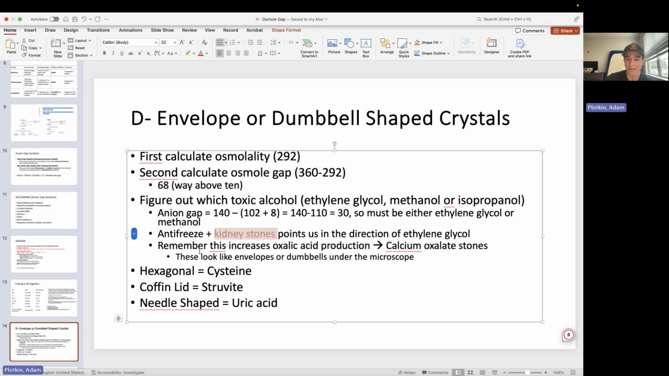And then remember that ethylene glycol gets broken down into oxalic acid, that makes calcium oxalate stones. Now, you could have done all this and still gotten the question wrong, which really sucks, right? That's just the nature of some of this.